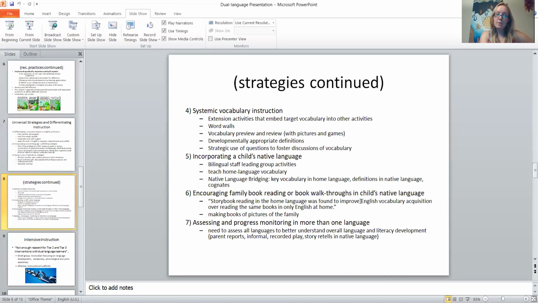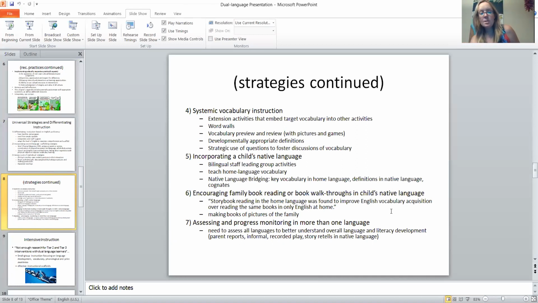The sixth strategy they mentioned is encouraging family book reading or book walkthroughs in the child's native language. So the book says that storybook reading in the home language was found to improve English vocabulary acquisition over reading the same books in only English at home. So it's really important that they are reading at home in their native language. And it also mentions making books of pictures of them and their family that they can read at home. So that really helps.